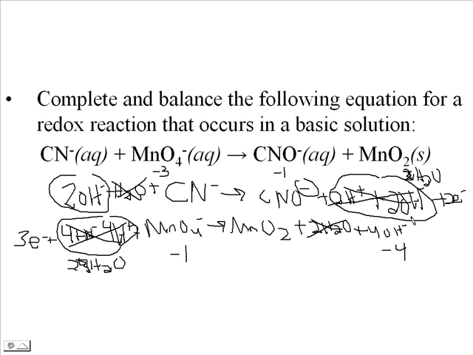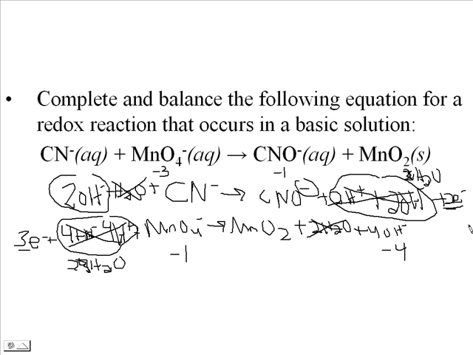Notice that when you do this correctly, there will always be electrons on one side and not on the other side. You'll never have a case where the electrons are on both sides of the equation, because that means that either they're both being lost or they're both being gained, which is impossible in an oxidation reduction reaction.